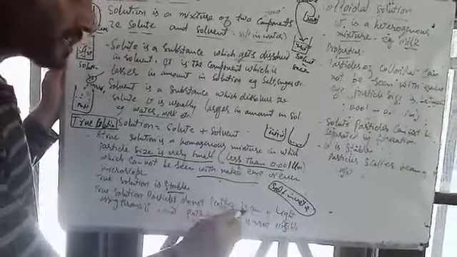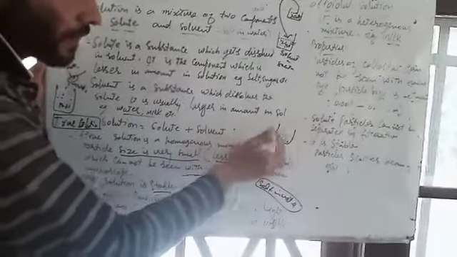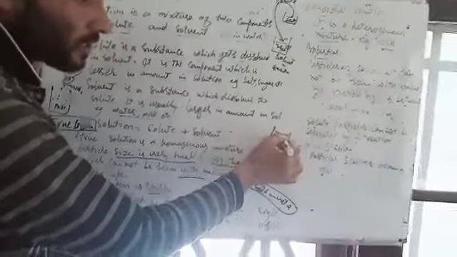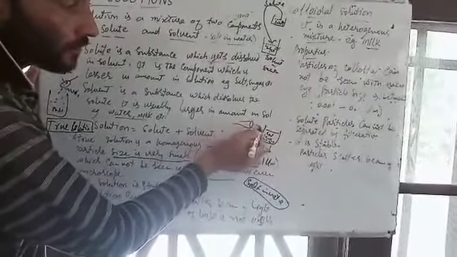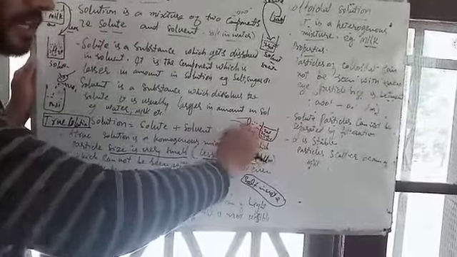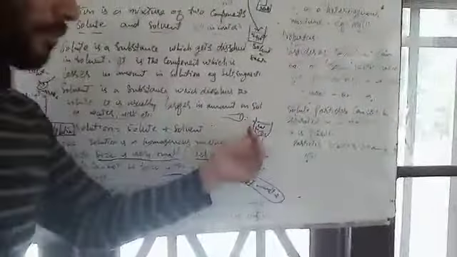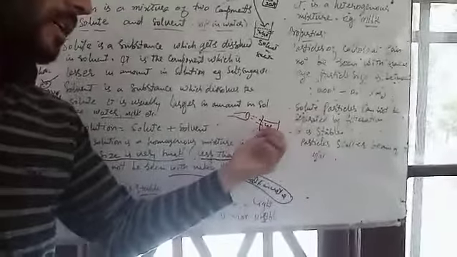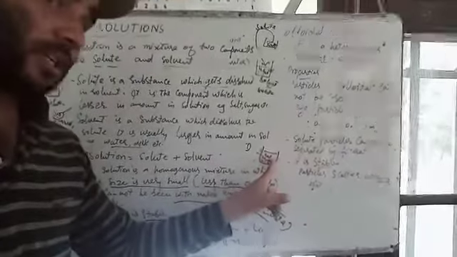True solution particles do not scatter a beam of light. If this is the salt water and we focus a beam of light through it, we cannot see it. The particle size is so small that the particles cannot scatter or spread the beam of light. That is why true solution particles do not scatter a beam of light passing through it, and the path of light is not visible. We cannot see the path of light through the salt water glass.